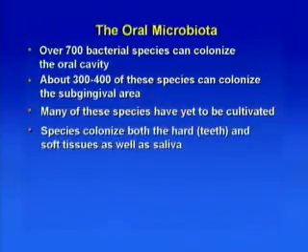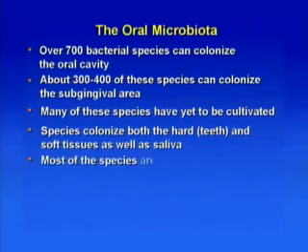Species colonize anything in the mouth. They colonize the hard tissues, such as the teeth. They colonize the soft tissues. Anything you put into the mouth, they will also colonize, whether you put dentures or crowns or whatever in the mouth. These structures will become colonized by bacteria. Fortunately, most of the species that live in the mouth are host compatible. They are beneficial species. They don't do any harm.